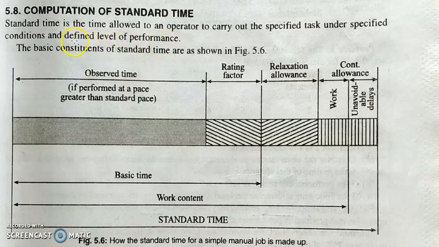So if we want to calculate the standard time, there are various elements of standard time. These elements are shown in this figure. The standard time is composed of observed time, rating factor, relaxation allowance, and contingency allowances. Now what is the observed time? As we know, in the phase of breaking the job into elements, once the recording of the basic information regarding the job and operator is done, the next step is breaking the job into elements.